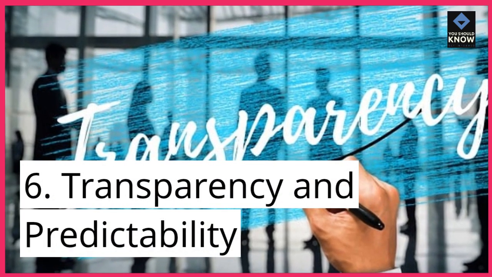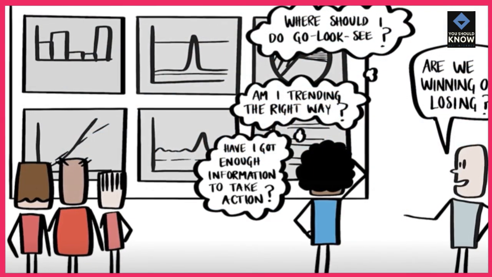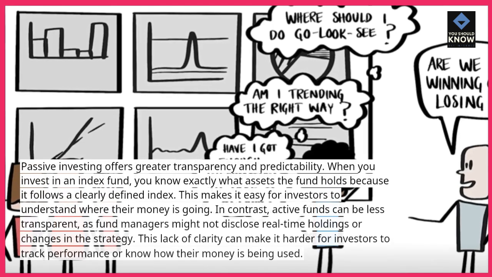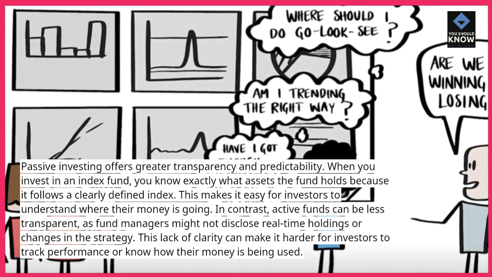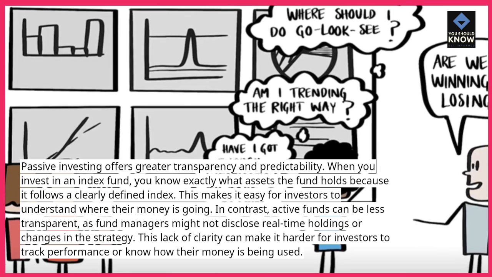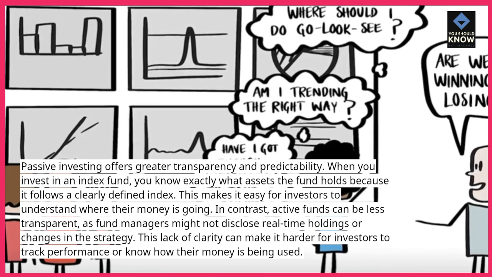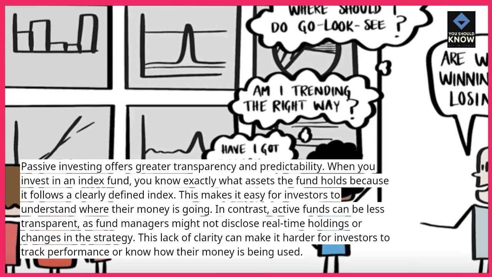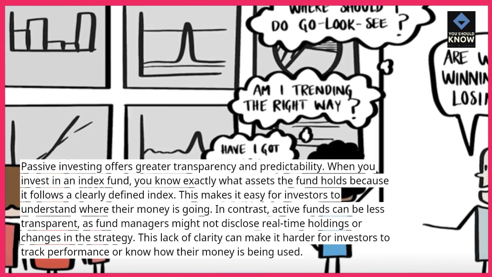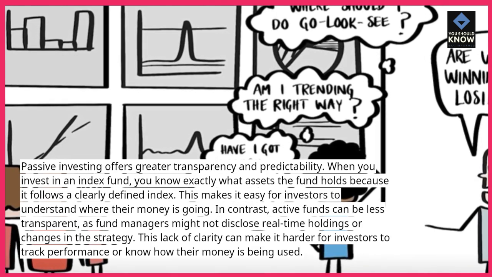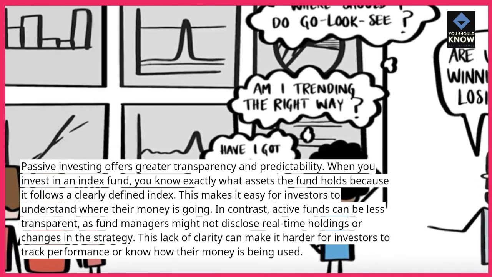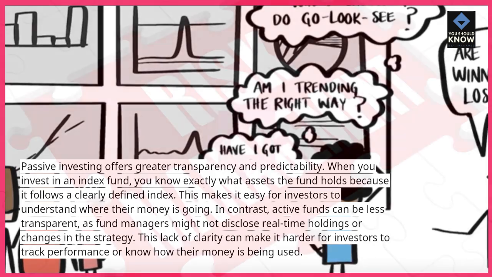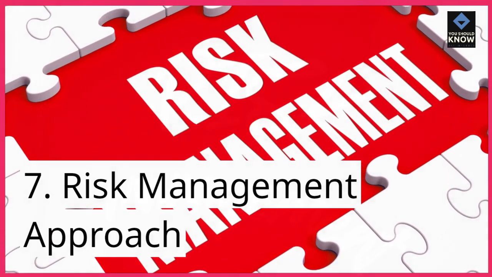6. Transparency and predictability. Passive investing offers greater transparency and predictability. When you invest in an index fund, you know exactly what assets the fund holds because it follows a clearly defined index. This makes it easy for investors to understand where their money is going. In contrast, active funds can be less transparent, as fund managers might not disclose real-time holdings or changes in the strategy. This lack of clarity can make it harder for investors to track performance or know how their money is being used.